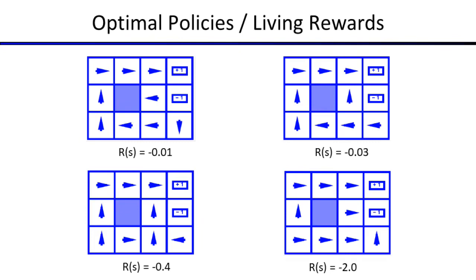Now, the top right is more reasonable. It risks going forward next to the fire pit, but in other words, it will take the long way around in other cases for safety. The bottom left, it will take moderate risks. It'll take the shortcuts. The bottom right, the living penalty is so huge, it's worse than jumping into the pit. It's safer to end the game, jump into the pit, than trying to stay alive and get to the goal.